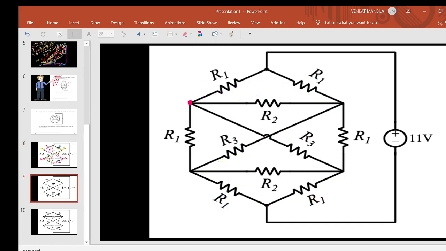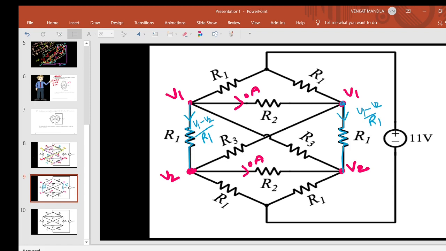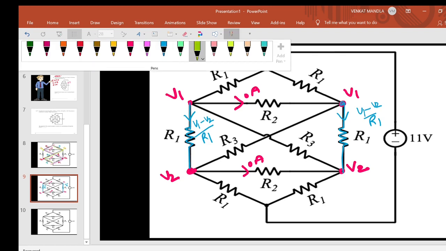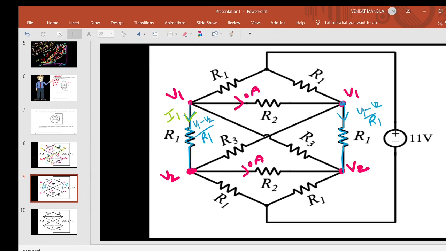Right. Now here we have V1, here we have V1, here V2, here also V2. In this, 0 amps. In this also, 0 amps. Now here, if you calculate the current in this branch, the current is V1 minus V2 by R1. Similarly, calculate the current in this branch. Here also V1 minus V2 by R1. That is, the current is the same here. Let us say that is I1 in this branch. Let us say current I1. If it is I1, it also must be I1 because these two currents are equal.